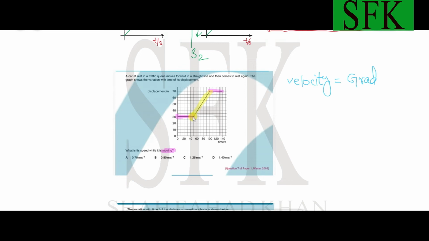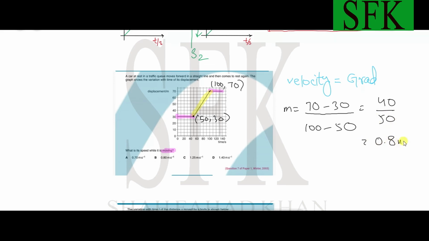So let's find the coordinates first. This is 50 and 30. This point is 100 and 70. Gradient is y2 minus y1 over x2 minus x1. So just 70 minus 30 upon 100 minus 50. This is 40 upon 50, and it becomes 0.8 meters per second. So B is our answer.